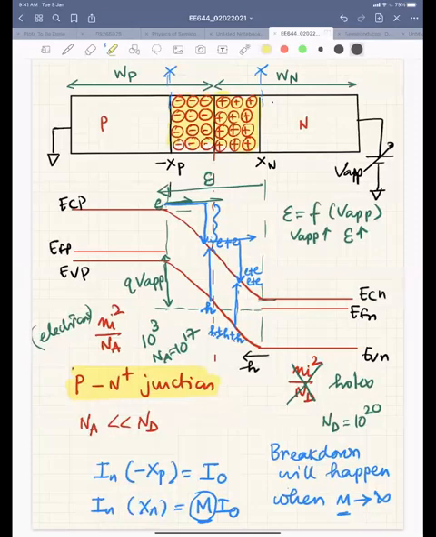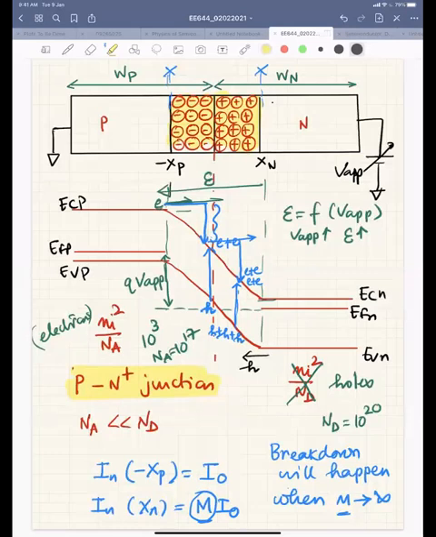Yes, there will be some current, and because the current is flowing, there will be splitting of EFN and EFP. Anyway, because I'm applying a reverse bias, the difference between EFP and EFN will always be the applied voltage times q, right?